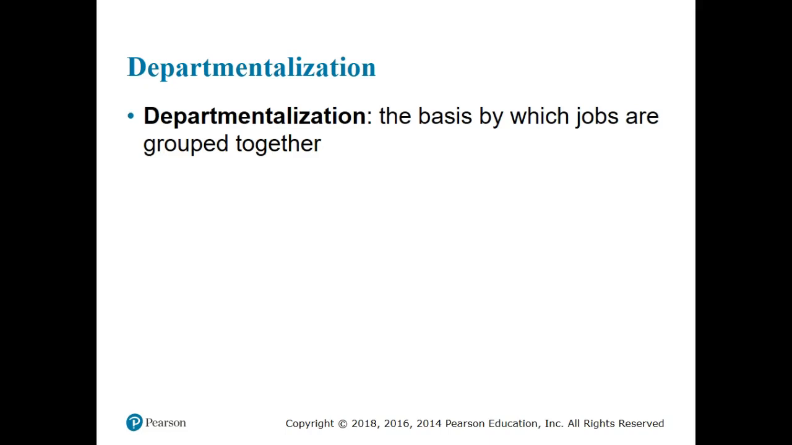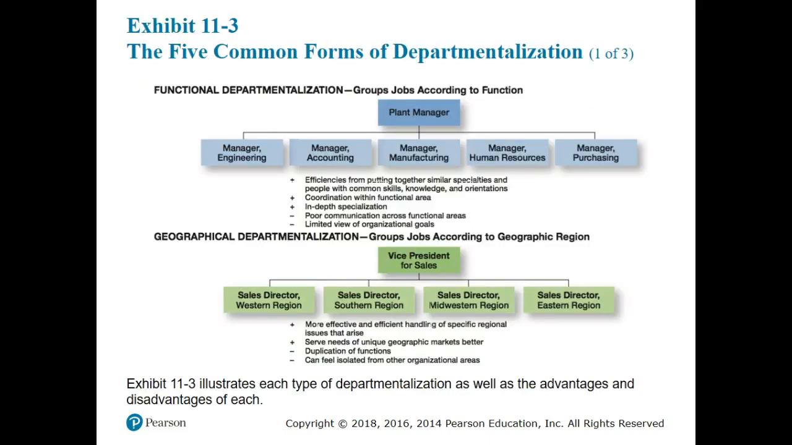Now, how jobs are grouped together is called departmentalization. There are 5 common forms of departmentalization, although an organization may develop its own unique classification. Exhibit 11-3 on our next slide will illustrate each type of departmentalization as well as the advantages and disadvantages of each. And here we have Exhibit 11-3, and it illustrates the 5 common forms of departmentalization as well as the advantages and disadvantages, like I stated in the previous slide. I'll leave this up for a few seconds for all you note takers.